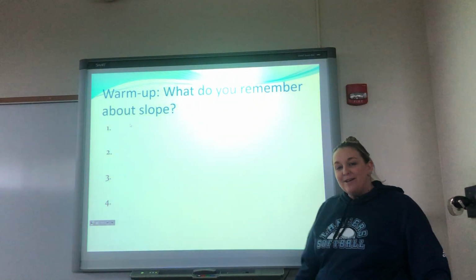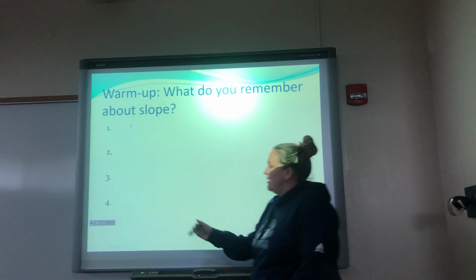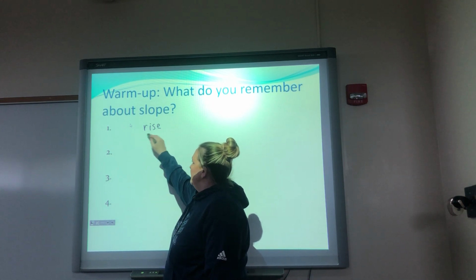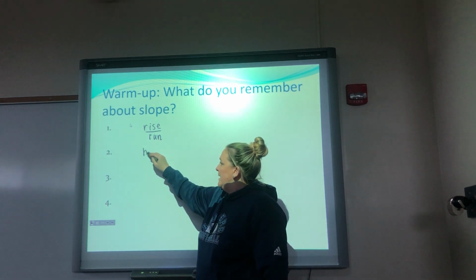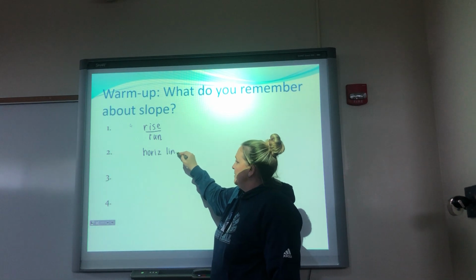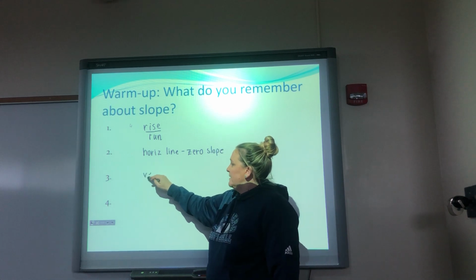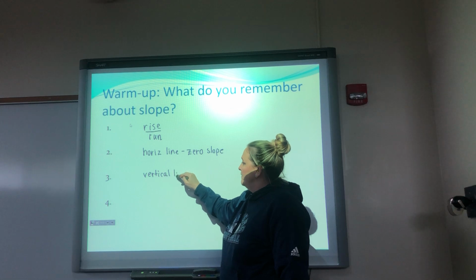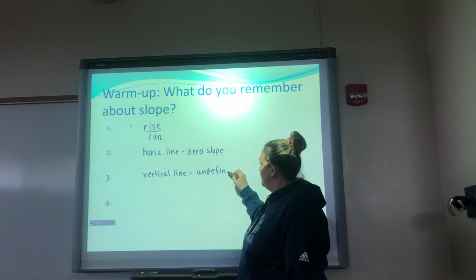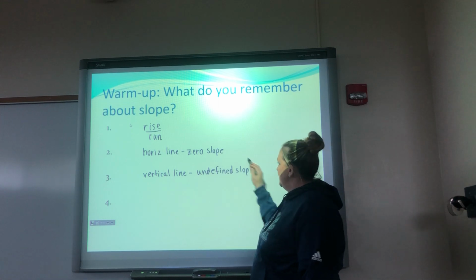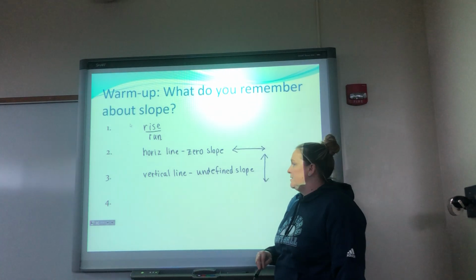So, what do you remember about slope? So I just kind of gave you some hints there. Things that we have talked about before is rise over run. Some people also remember that a horizontal line has 0 slope. And then a vertical line is like that rock climber that we studied, and it was undefined. Remember how crazy he was? Undefined slope. So this is your 0 slope. This is your so steep you can't define it, undefined slope.